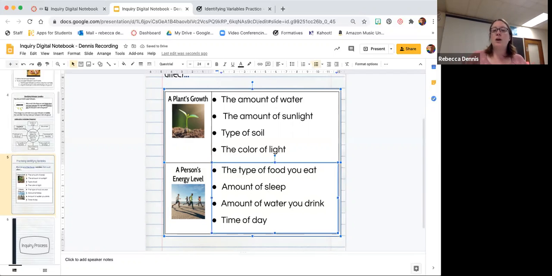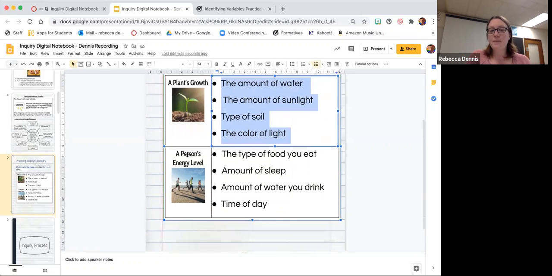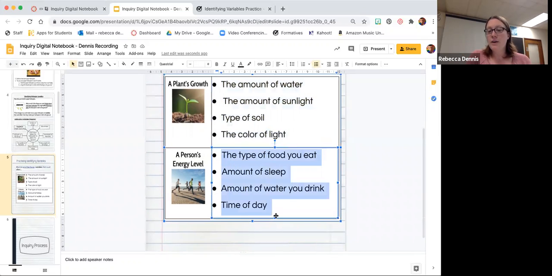So all of these are things that could affect something. So in this case, these are variables that could affect how fast the plant grows. All of these are variables that could affect the energy level that a person has, okay? I'd like you to practice this evening with variables. What are some other variables for other topics that could affect something?